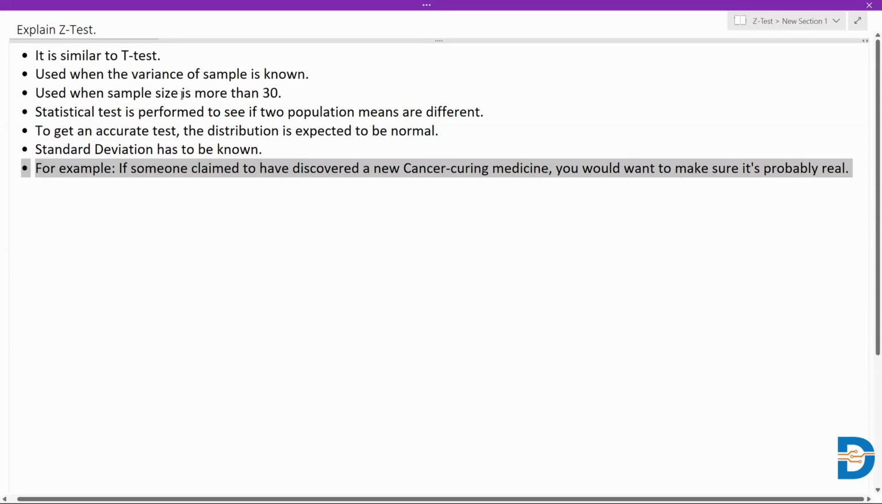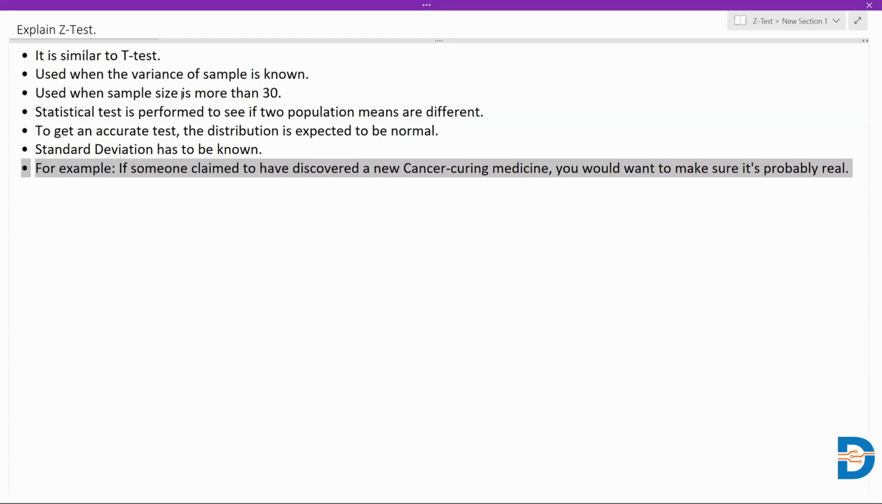Now, if you have to give an example for Z-test, let's say someone has claimed that they have discovered a new cancer curing medicine. Obviously, cancer is a terminal disease and any new medicine would really help to prevent or probably fix cancer. So if someone is claiming that they have discovered a new cancer curing medicine, you really want to make sure that it's actually true or not.